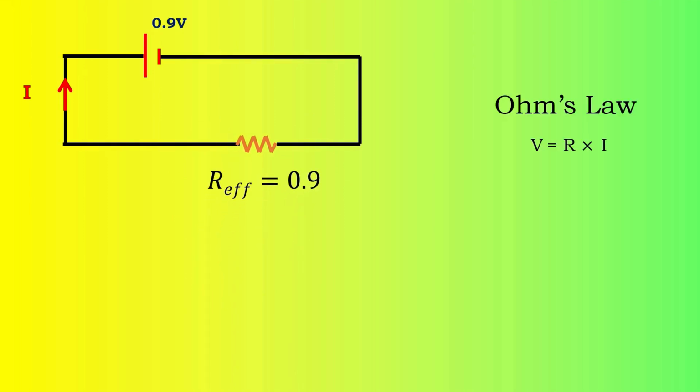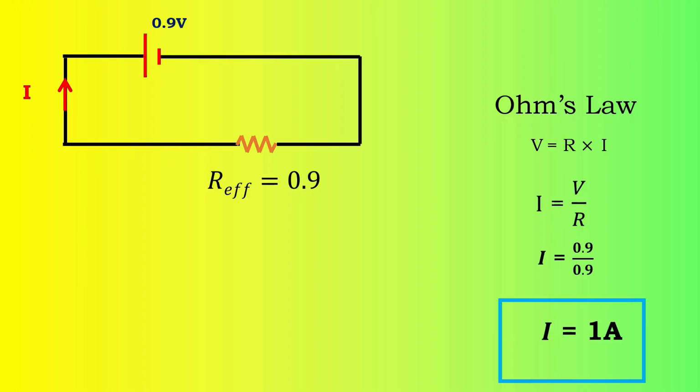Now, we can directly apply Ohm's law. Current equals voltage divided by resistance. So, current becomes 0.9 volts divided by 0.9 ohms. And this gives us the final answer, 1 ampere.